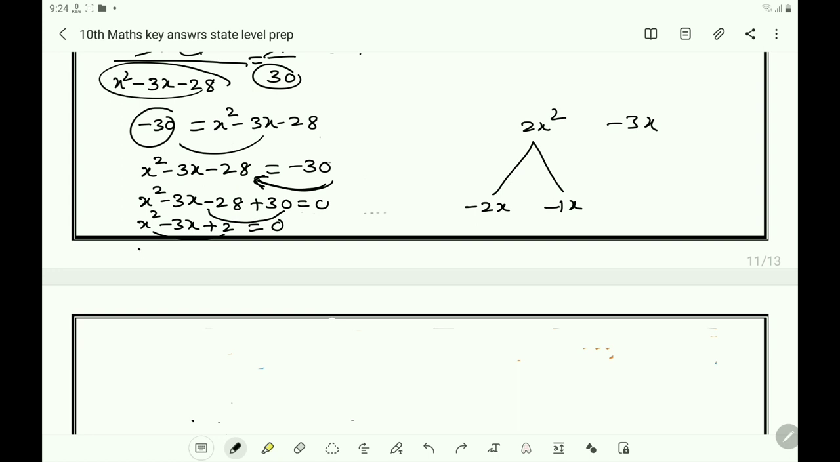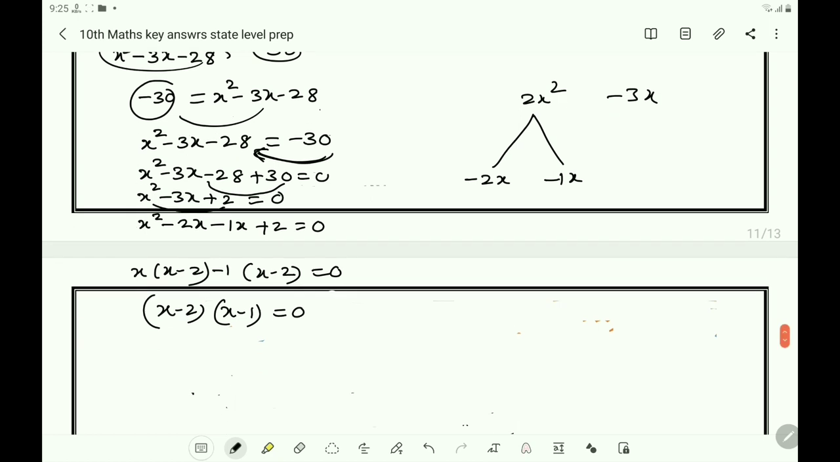After that you write x square minus 2x minus 1x plus 2 equals 0. So take the common out of x square and 2x, x into x minus 2, then minus 1 into x minus 2 equals 0, and x minus 2 is the common factor. x minus 2, and in the bracket this x, in the other bracket you will get x minus 1 equals 0. Equate each factor to 0, x minus 2 equals 0, or x minus 1 equals 0, x equals 2, or x equals 1.